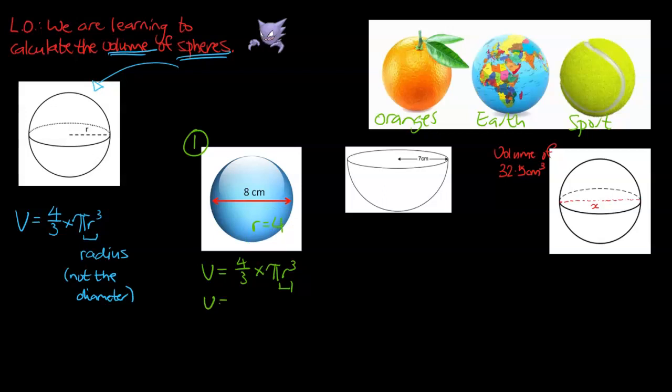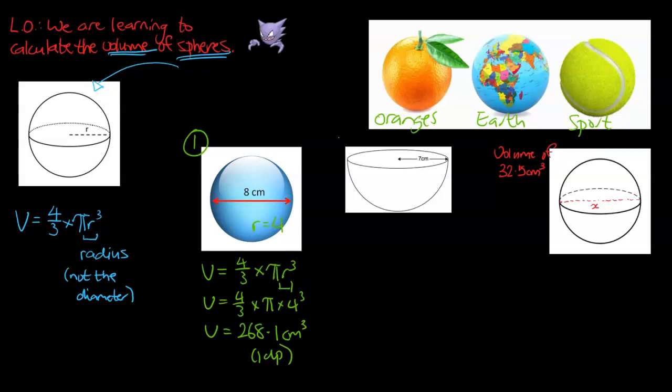So volume is going to be equal to 4/3 times pi times 4 to the power of 3. I'm just going to grab my calculator to finish this one off. So 4 divided by 3 times pi times 4 to the power of 3, and I'm getting 268.1 centimeters cubed, and I rounded that to 1 decimal point.